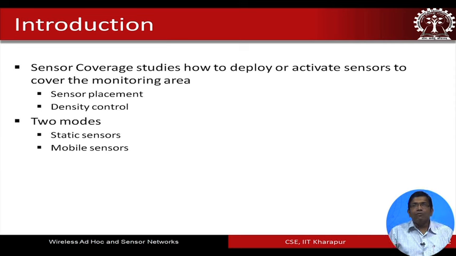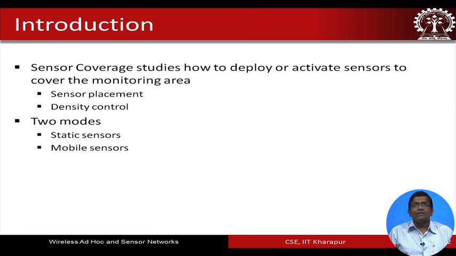So, to simplify the problem, because it comes in different dimensions and flavors, the basic problem is how we are going to have a region of interest and how we can deploy the set of nodes that we have in that region, so that the different sub areas of that area are within the sensing range of at least one node. So, what is the least number of sensor nodes that we require?